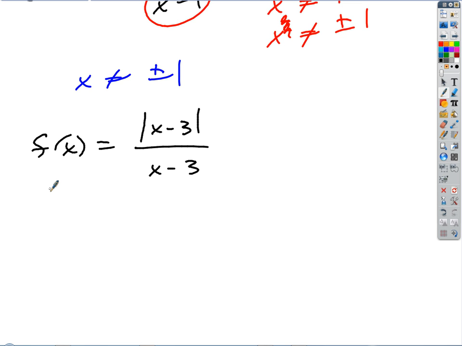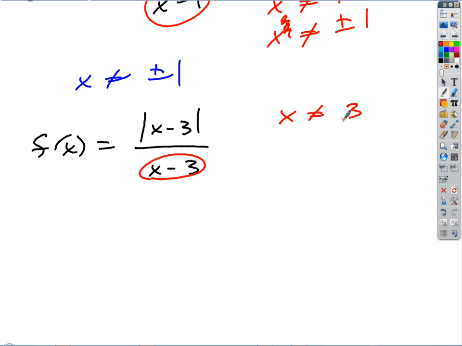Okay, how about that one? Any discontinuities there? Are there any values of x for which this has to be undefined? 3. 3 has to be 3, right? Pretty easy because I can see, here's my red bubble. I can't have 0 on the bottom, right? So we know that x cannot equal 3.